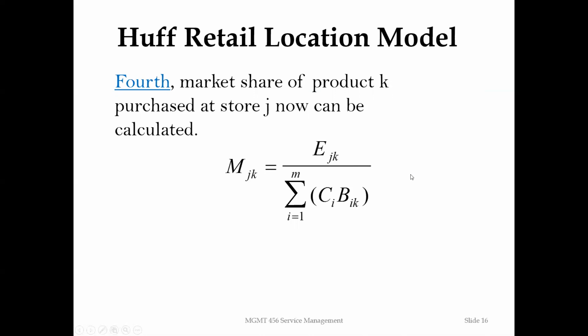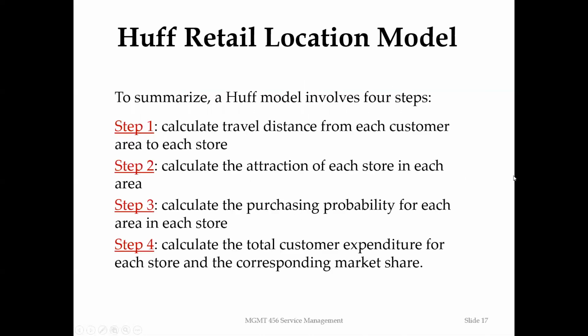To summarize, a Huff model includes 4 steps. Step 1 is to calculate travel distance from each customer area to each store. Step 2 is to calculate the attraction of each store in each area. So travel distance, then attraction. Step 3 is to calculate the purchasing probability for each customer area in each store. And the last one is to calculate the customer expenditure for each store and the corresponding market share. So there are 4 different steps.